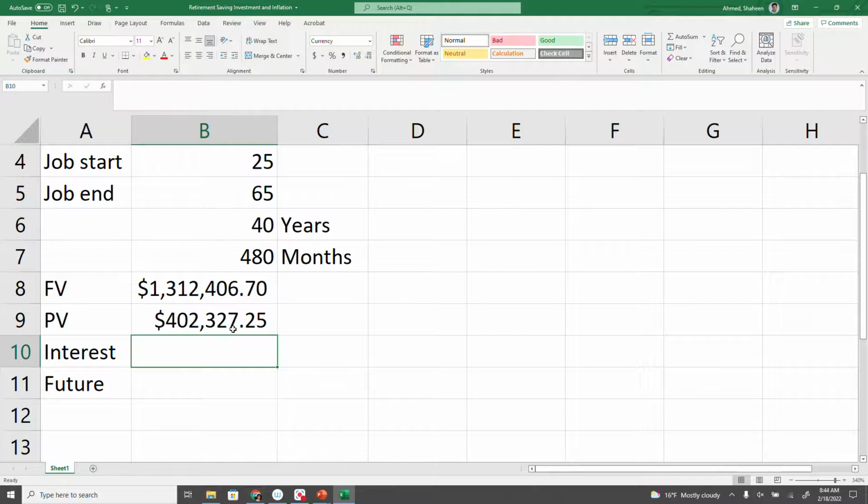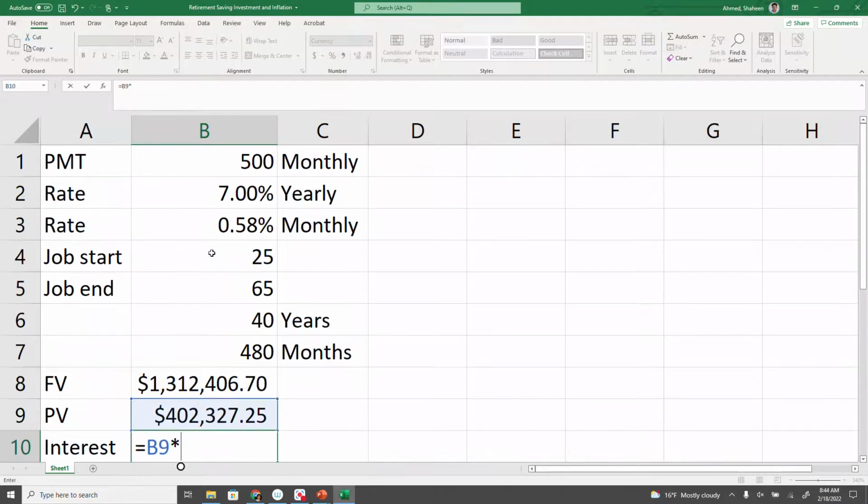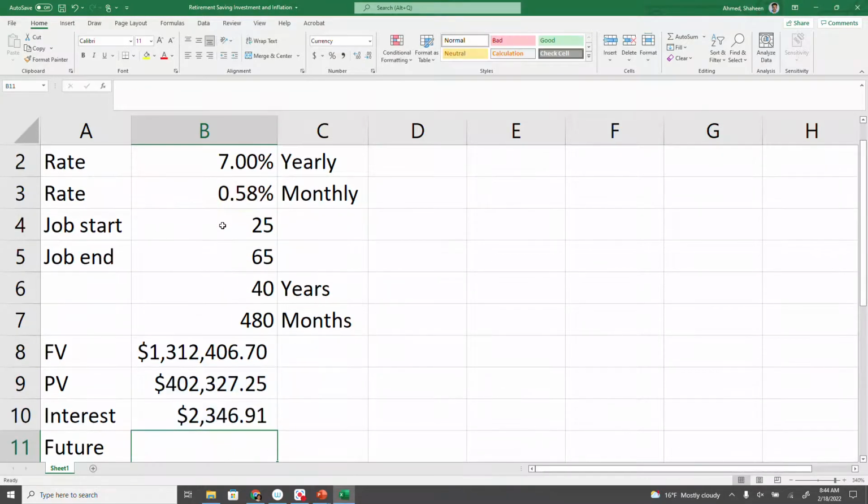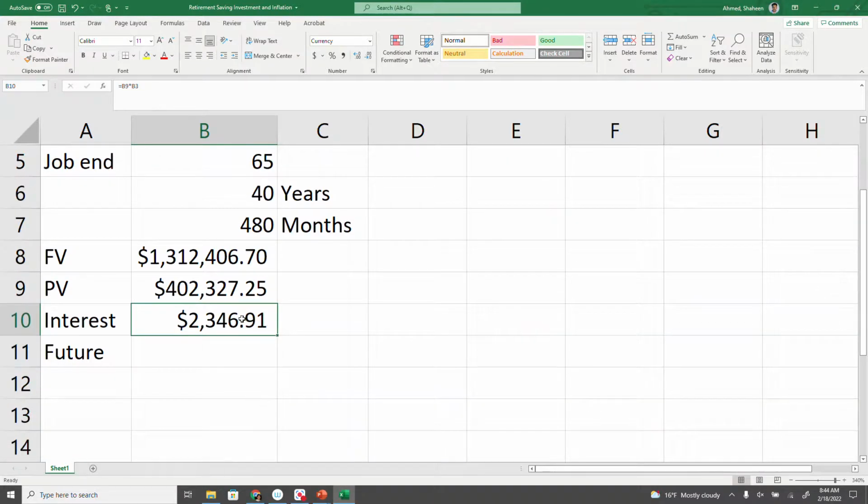And the next question is asking, if you keep that $400,000 in that same investment account, how much will you get per month? All you simply do is multiply this by the monthly interest rate. So that's what you will get per month. You get about $2,346.90. So that much you'll get in today's value.